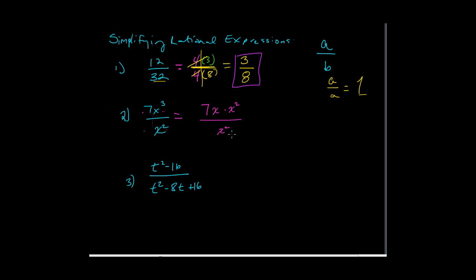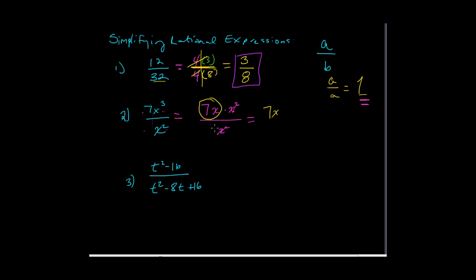Now by the identity property of multiplication, x squared over x squared is what? It's 1, correct. So these divide out, and we're left with only this part here.